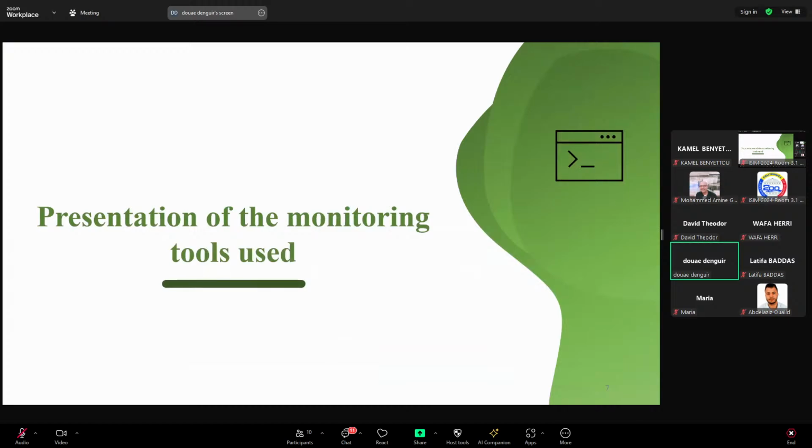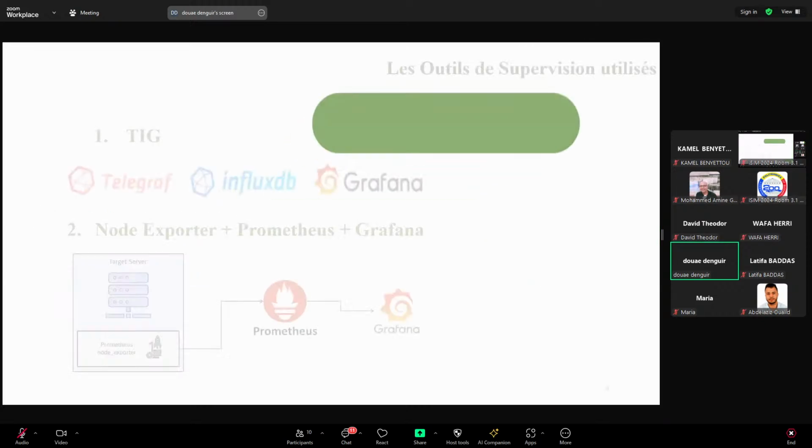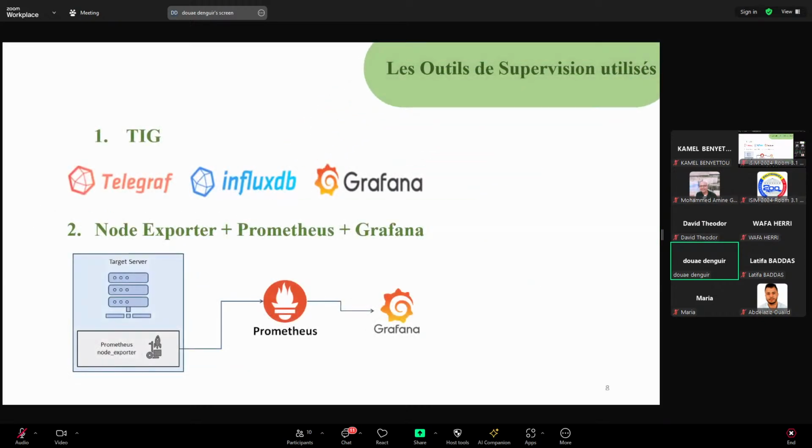Now I'm going to present the different tools that I used during this project to achieve the goals of the project. Firstly, I used the TIG trio: Telegraf, InfluxDB, and Grafana.